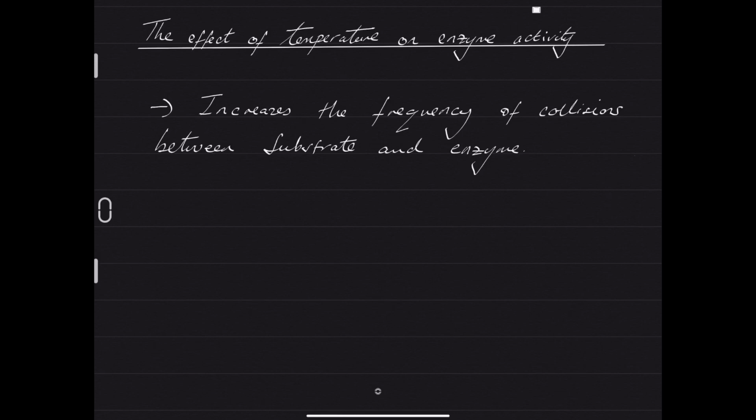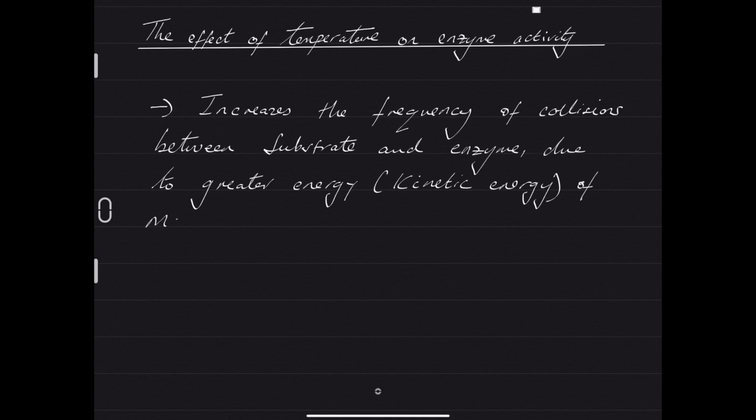So we say that the effect of temperature is to increase the frequency of collisions between substrate and enzyme due to greater energy, and we will say it's kinetic here, of molecules. And how did the molecules get this kinetic energy? It would have been due to the higher temperature. So we say that the effect of temperature is ultimately increasing the frequency of the collisions between the substrate and the enzyme due to greater energy that the molecules have.